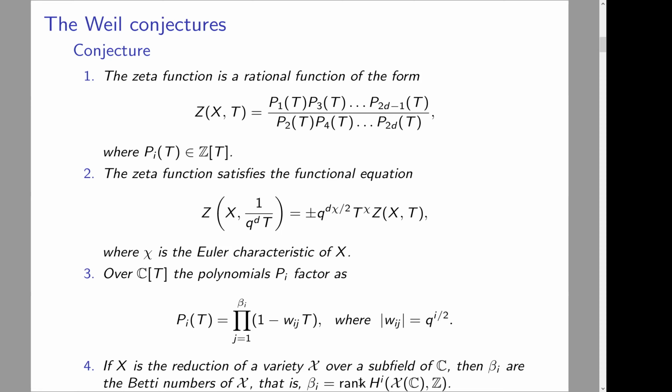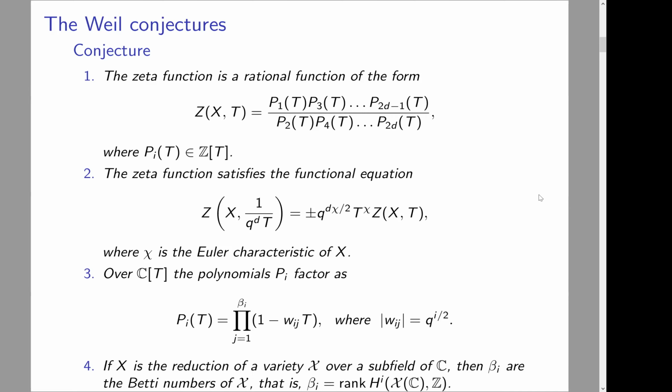And then these groups are abelian groups. We can calculate their rank, and those ranks are called the Betti numbers. And these Betti numbers should precisely equal the degrees of these polynomials. So there's a relationship between the degrees of these polynomials and these abelian groups, these cohomology groups associated to something. So that's the Weil conjectures.